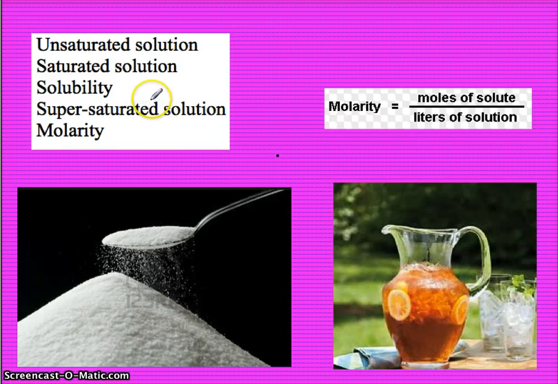Now, solubility is usually measured at that point of saturation, and you have a value called molarity, and this is the moles of solute, that's the amount of solute, over the amount of solution. So if you have a lot of sugar, then you have a higher molarity. If you have a little bit of sugar, you have a smaller molarity.